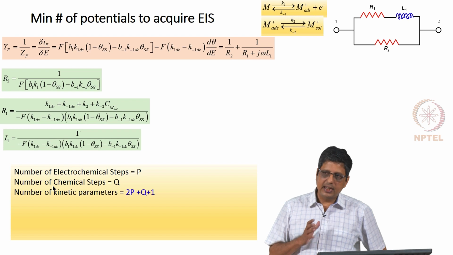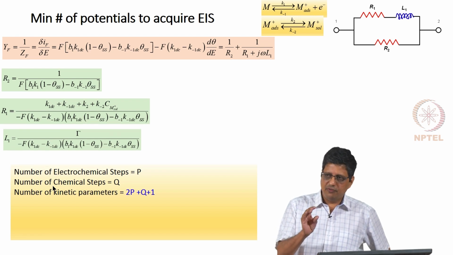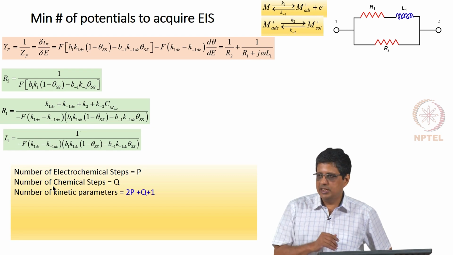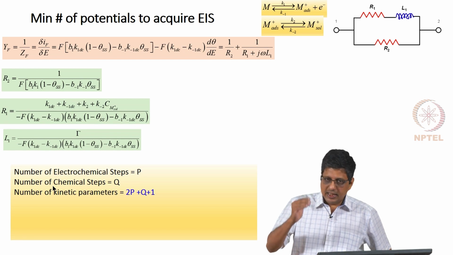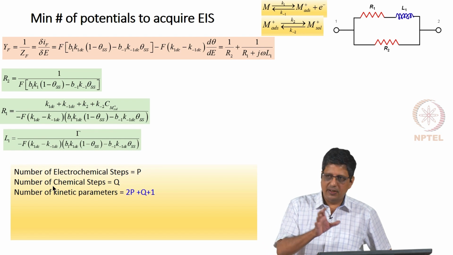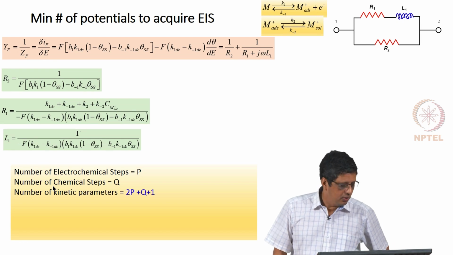So, I cannot guarantee the solution is unique, but I have some confidence that it is not going to be an infinite number of solutions, hopefully, if I have enough DC potentials. If I take data at more and more DC potentials and fit properly with the model, I have more confidence that the model description is correct. Okay. So, we will stop here today.